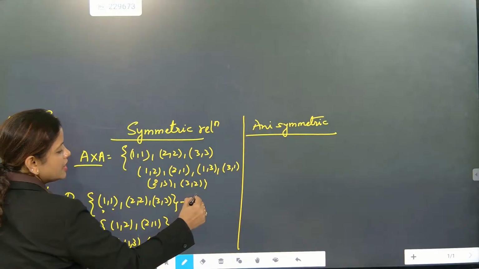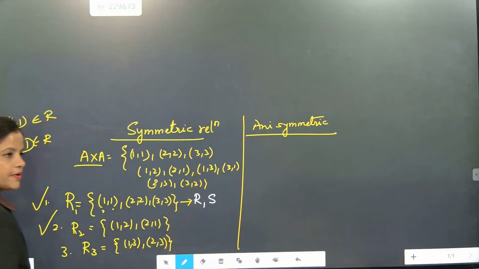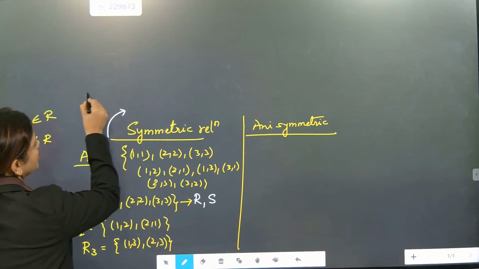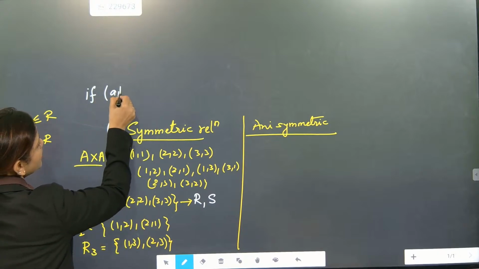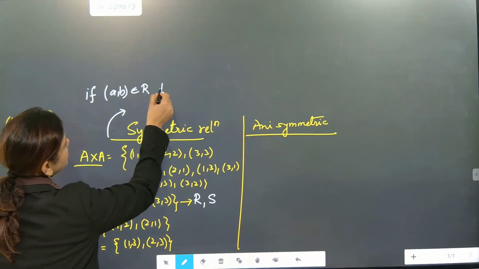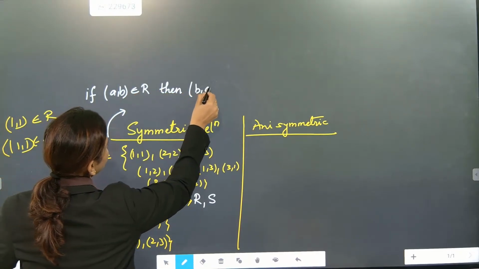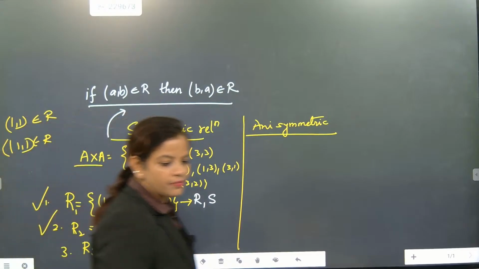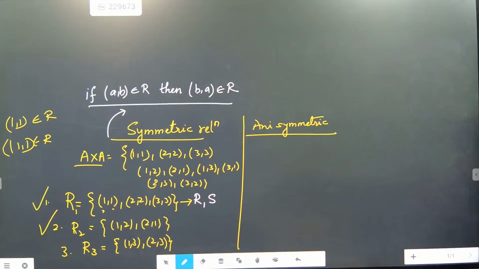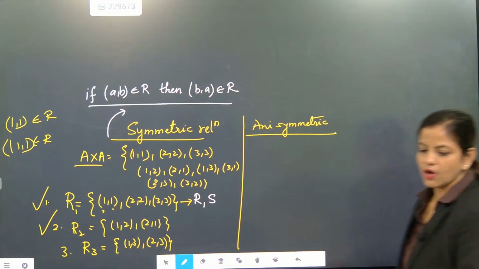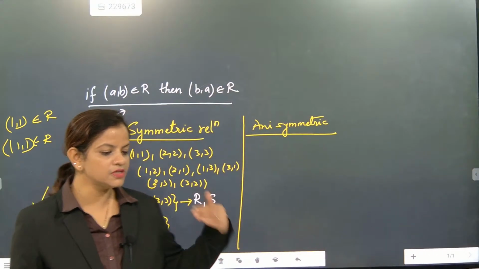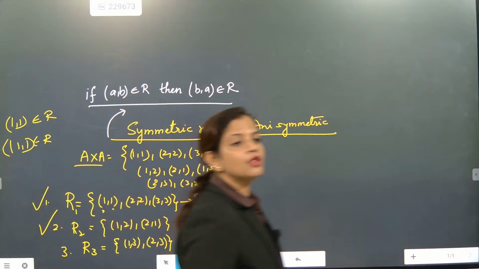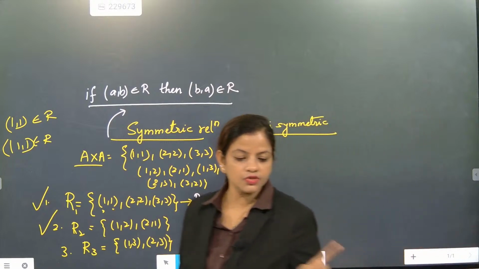So first we find it is reflexive and also symmetric. Now this one, (a,b). What is the condition for a symmetric relation? They say that if (a,b) belongs to R, then (b,a) belongs to R. This is the most important condition. (a,b) belongs to R, then its reverse (b,a) also belongs to R. Understood?